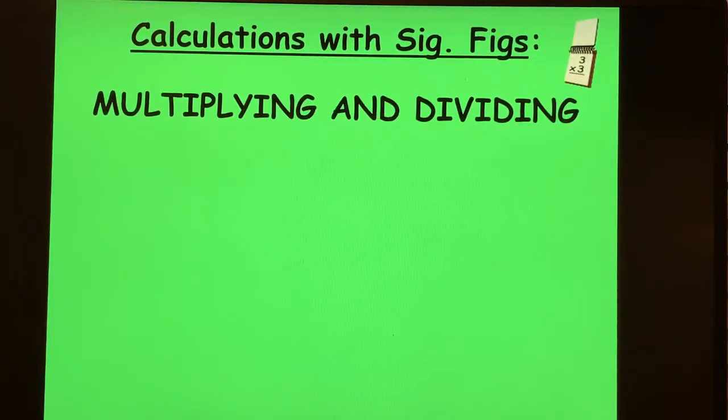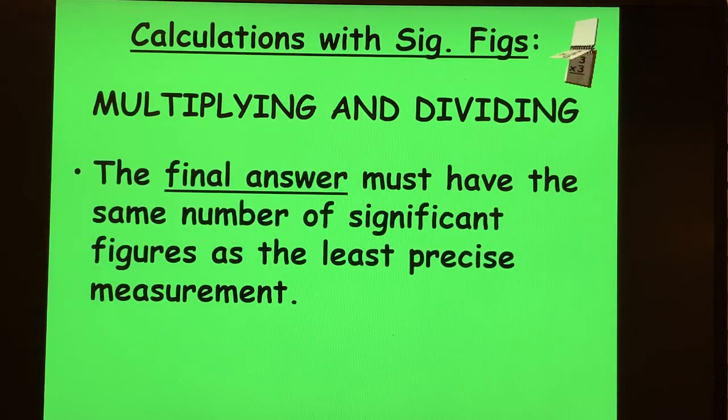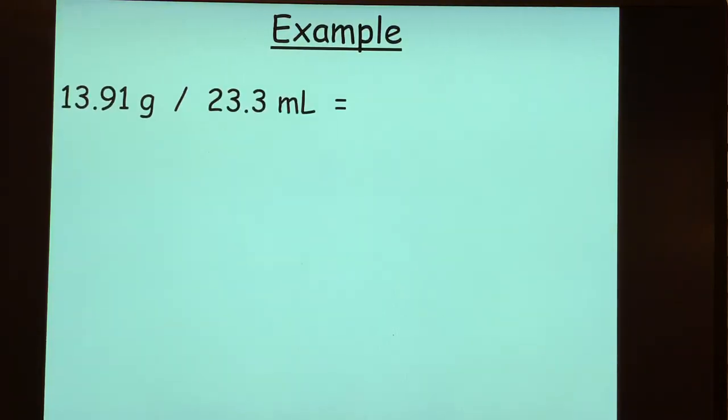Let's talk about multiplying and dividing now. The final answer must have the same number of significant figures as the least precise measurement. That sounds very similar to the last few slides when we were adding and subtracting, okay? So let's divide. Calculators, 13.91 divided by 23.3. I should hear a bunch of tapping on calculators in the classroom right now.